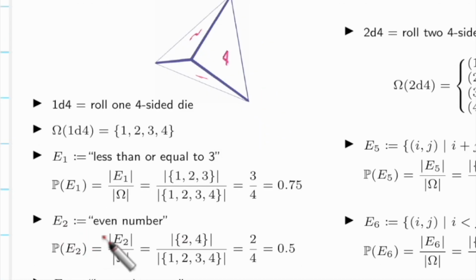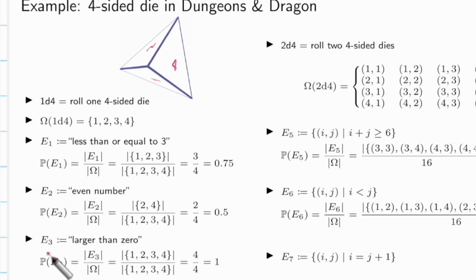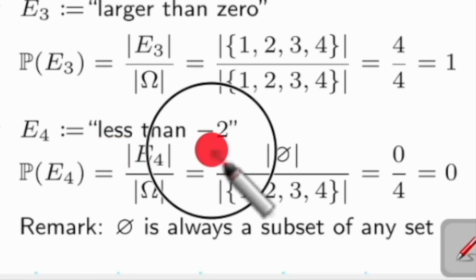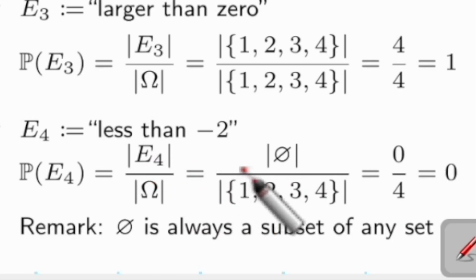Let's say E2 is defined as even number. Then E2 is 2, 4. And the probability of E2 is half. Let's say E3 is defined as larger than 0. Well, all the numbers on the die are larger than 0. So the chance is 1. That means you always get a number larger than 0. The chance of getting an output that is smaller than -2 is 0 because E4 is an empty set.